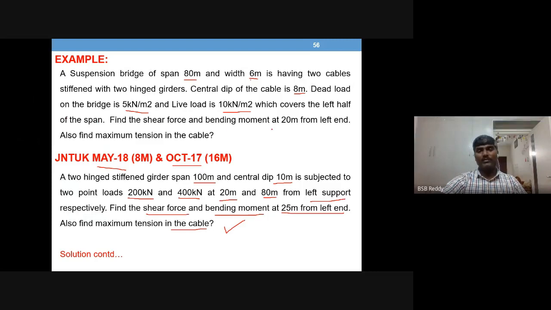So find shear force and bending moment at 20 meters from left end. Also find maximum tension in the cable. So you just need to work out this problem. You have to first formulate this problem, then only you can solve it. Right. Thank you.